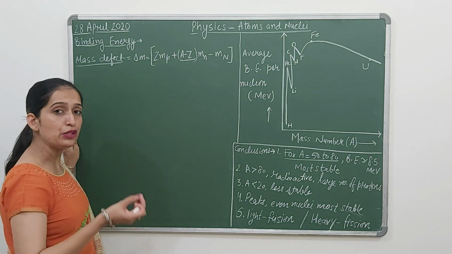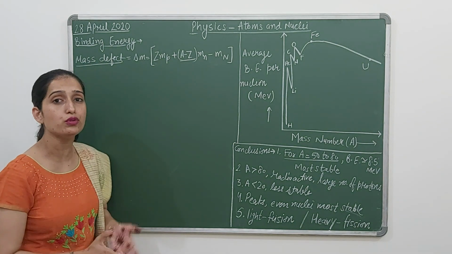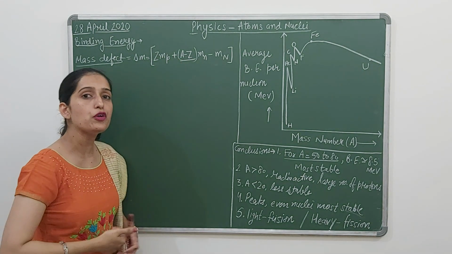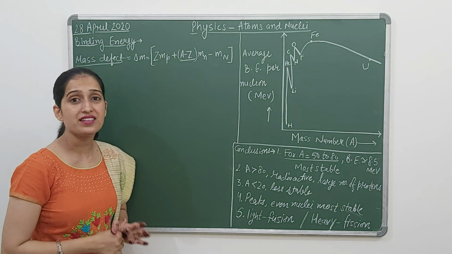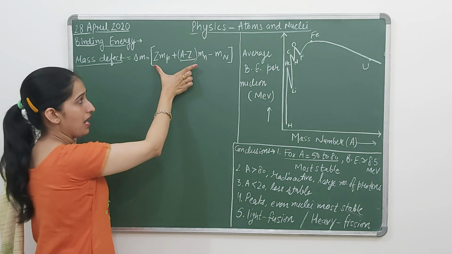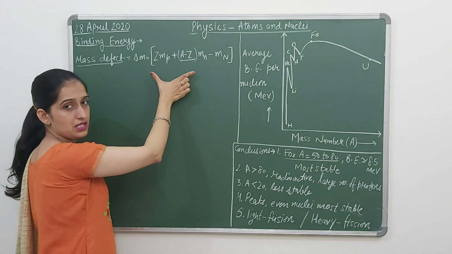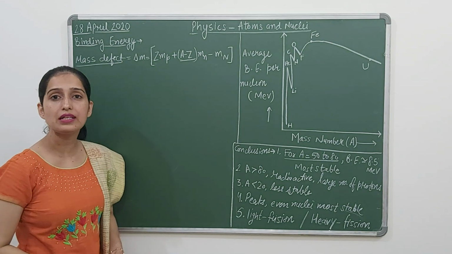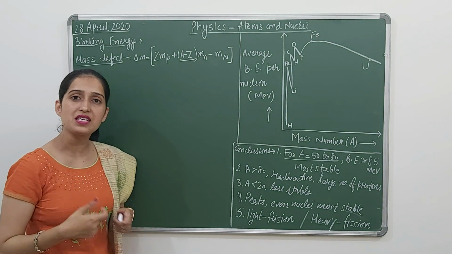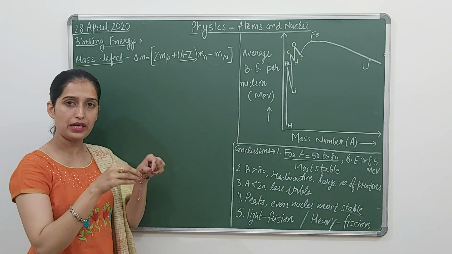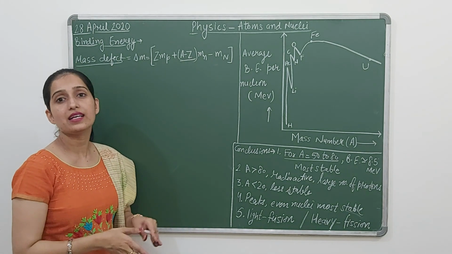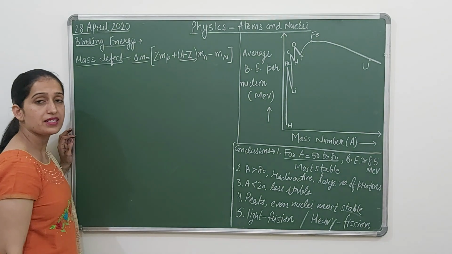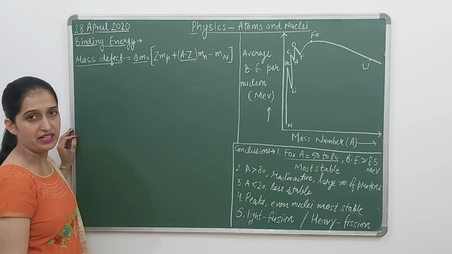Obviously, in a nucleus we have protons and neutrons only. So the mass of protons and neutrons should be equal to the mass of the nucleus, but it is not so. The sum of masses of nucleons is greater than the mass of the nucleus. So some mass disappears when we combine protons and neutrons and make a nucleus. That lost, disappeared mass is known as mass defect.